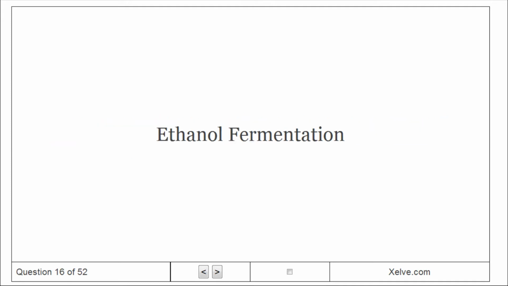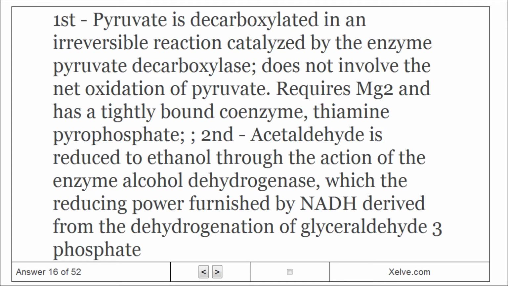Ethanol fermentation. First, pyruvate is decarboxylated in an irreversible reaction catalyzed by the enzyme pyruvate decarboxylase. It does not involve the net oxidation of pyruvate, requires Mg2+, and has a tightly bound coenzyme, thiamine pyrophosphate. Second, acetaldehyde is reduced to ethanol through the action of the enzyme alcohol dehydrogenase, with the reducing power furnished by NADH derived from the dehydrogenation of glyceraldehyde 3-phosphate.